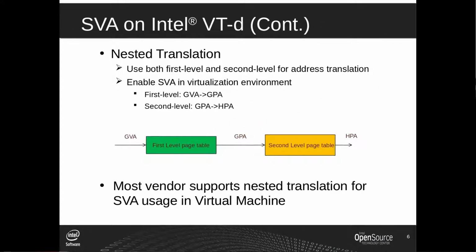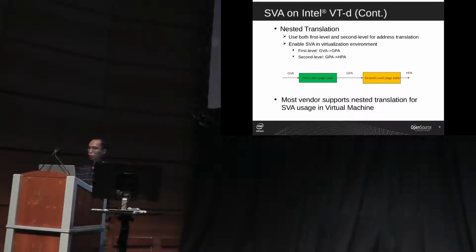For nested translation, it uses both first level and second level for address translation. The first level does the GVA to GPA translation, and the second level does the GPA to HPA translation. So we can achieve GVA to GPA and then to HPA translation. This is the key to implementing shared virtual addressing in a virtual machine. This is not the only choice, but most vendors support nested translation for SVA usage in virtual machines.